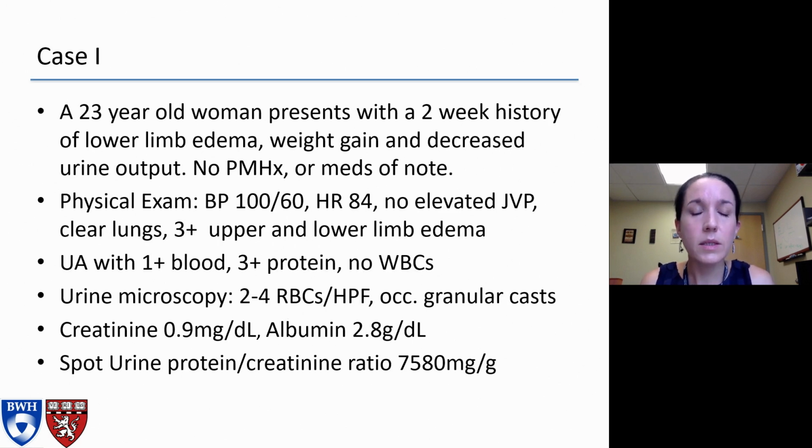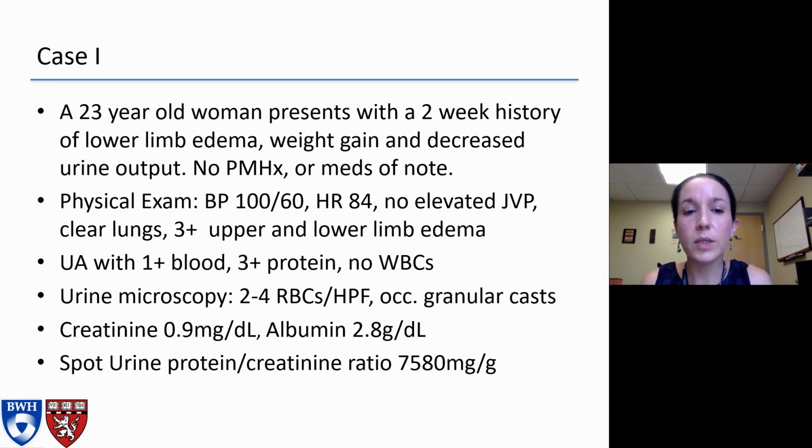So let's do a case to apply some of the things that we've talked about. So this is a 23-year-old woman who presents with a 2-week history of lower limb edema, weight gain, and reduced urine output. She really has no past medical history of note. On exam, her blood pressure is 100/60, her heart rate is 84, she has no elevated JVP, her lungs are clear, and she has 3+ upper and lower limb edema.